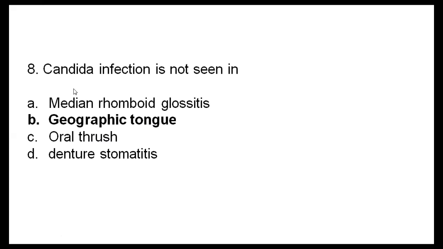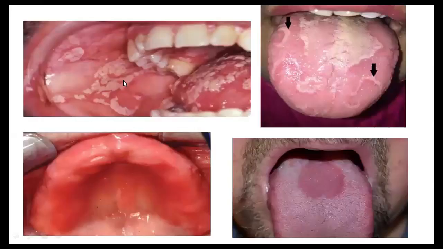Oral thrush is another synonym for candidiasis, and denture stomatitis. So here is the picture. This is oral thrush, where you have scrapable white lesions. You can just scrape off all these white areas. So this is candidiasis, typical candidiasis.